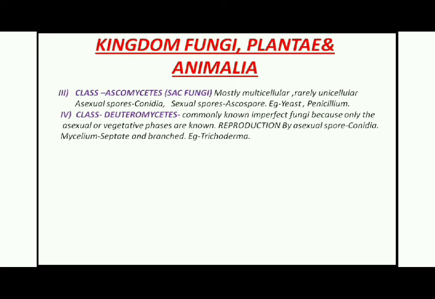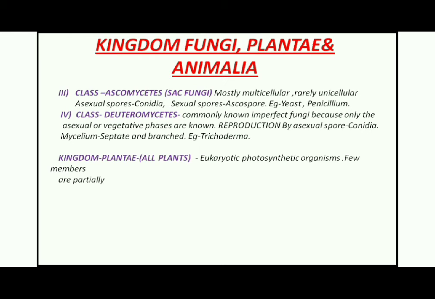Now we will talk about kingdom Plantae, which includes plants. They are eukaryotic chlorophyll-containing organisms. They can synthesize their food. A few members are partially heterotrophs, like insectivorous plants. They grow in soil where there is lack of nitrogen, so they trap insects to get nitrogen from them. This kingdom includes algae, bryophytes, pteridophytes, gymnosperms and angiosperms.